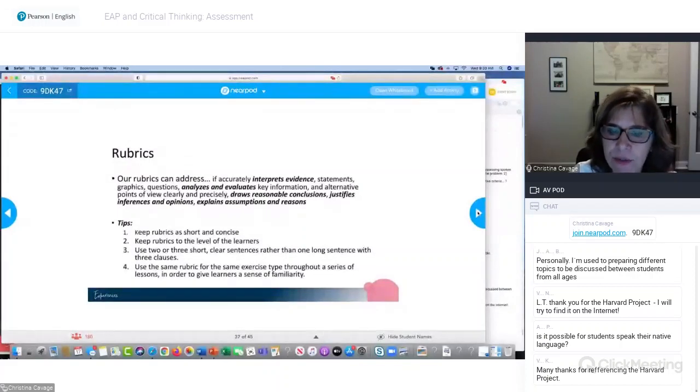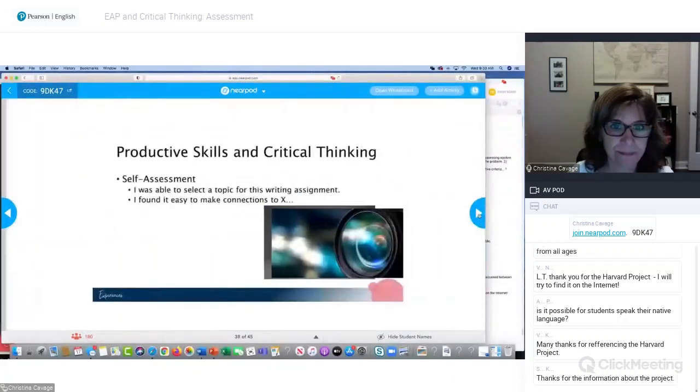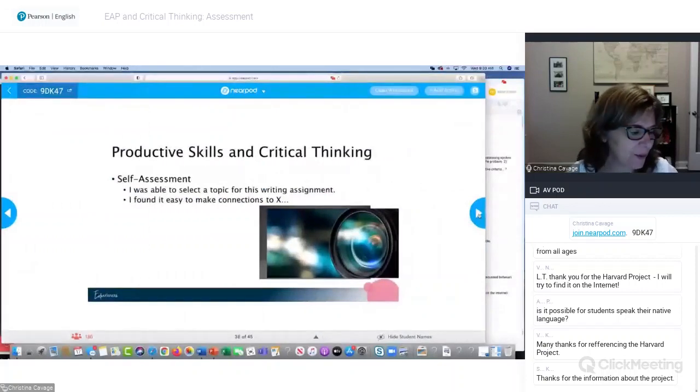And I think it's important to use the same rubric for the same exercise type, getting students familiar with the rubric and the expectations that go along with it. And then we think about those productive skills overall, whether it's speaking or writing.